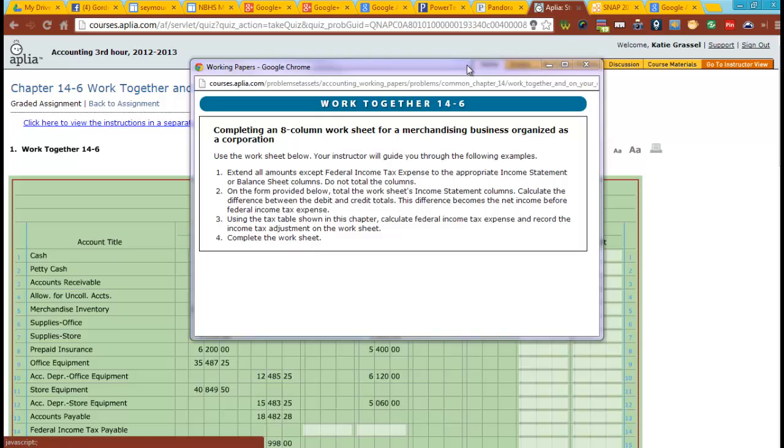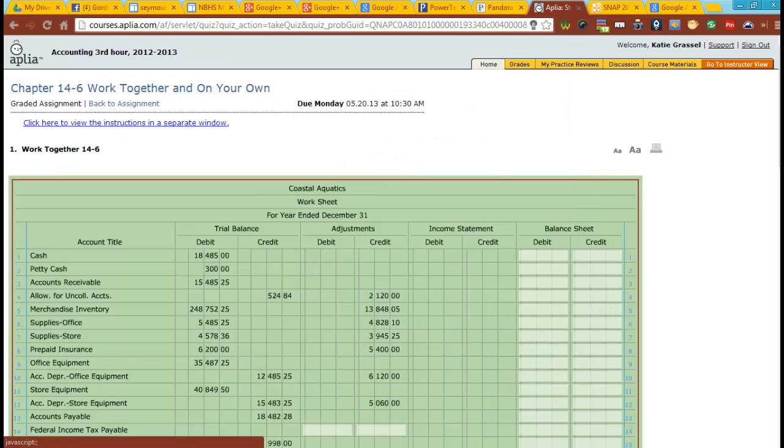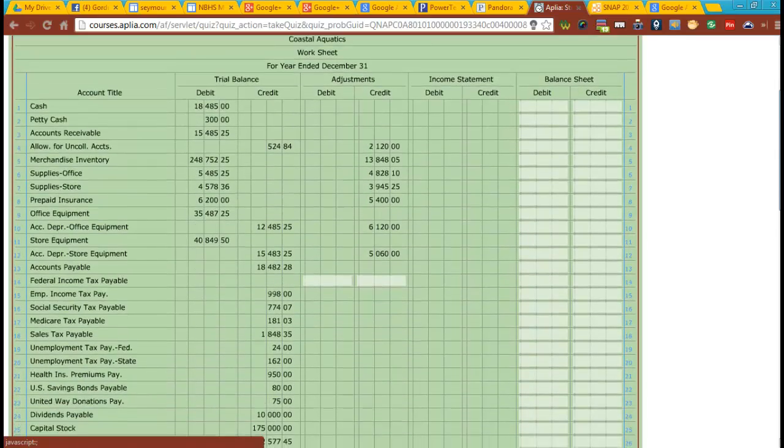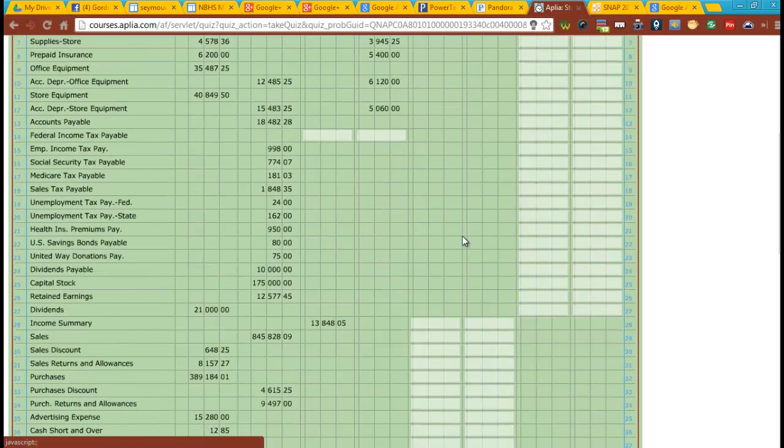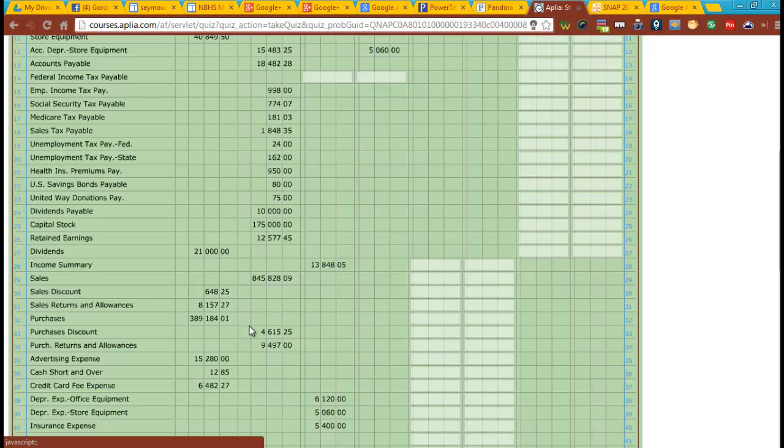So what we're going to do right now is extend all amount columns except federal income tax expense to the appropriate income statement or balance sheet columns, and it says do not total the columns. They have this shaded so you don't have to think, but I want you to remember, how do you know if it goes on the balance sheet or income statement? What is the purpose of an income statement? To find our income. And now let me give you your hugest hint, because you are going to have sheets where you don't know if it goes on the income statement or balance sheet. Income summary down goes on your income statement.